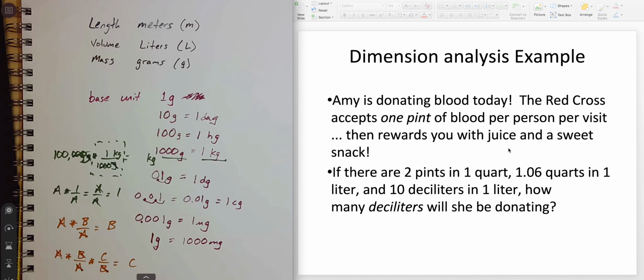An example: Amy is donating blood today. The Red Cross accepts 1 pint of blood per person per visit, then rewards you with juice and a sweet snack. Yum, yum. There are 2 pints in 1 quart, 1.06 quarts in 1 liter, and 10 deciliters in 1 liter. How many deciliters will she be donating?